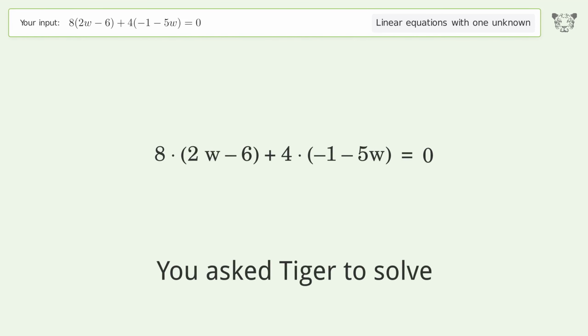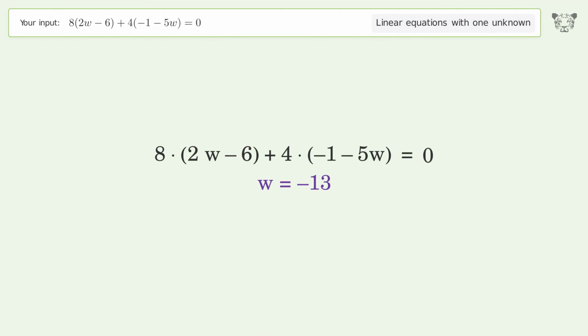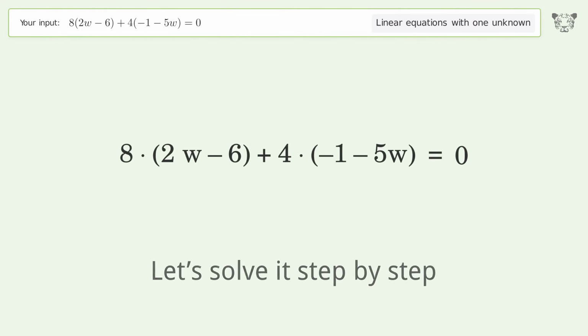You ask Tiger to solve. This deals with linear equations with one unknown. The final result is w equals -13. Let's solve it step by step.